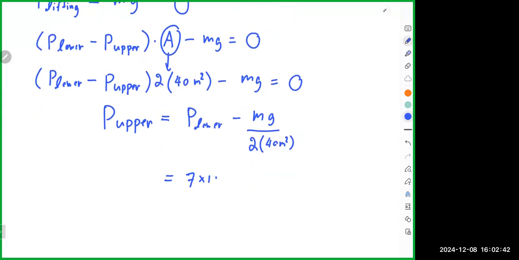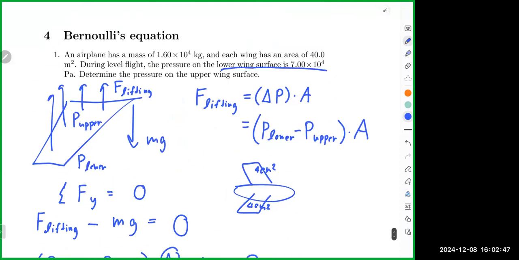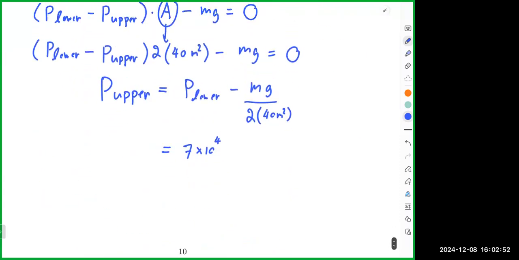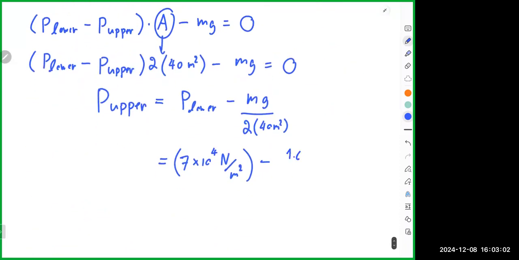And here, from the problem, the pressure on the lower wing surface is 7 times 10 to 4 Newton per square meter, minus the weight. The weight is 1.60 times 10 to 4 kilograms, and g for this case is 10, divided by 80 square meters. The rest is about the calculator.